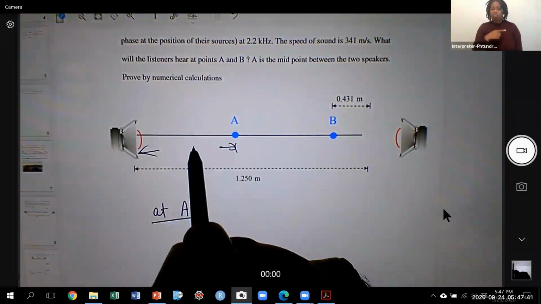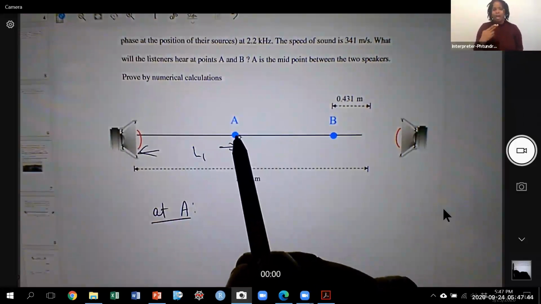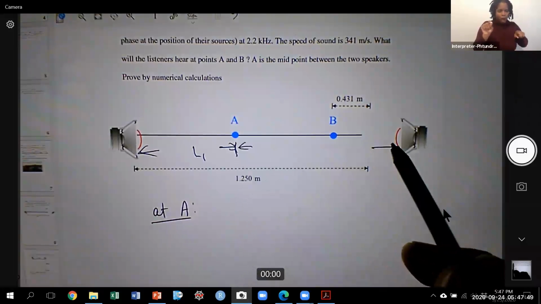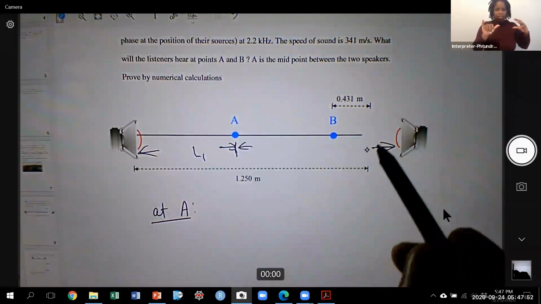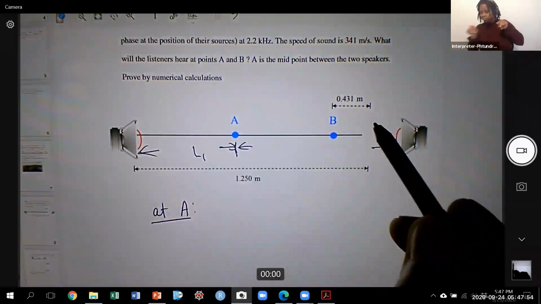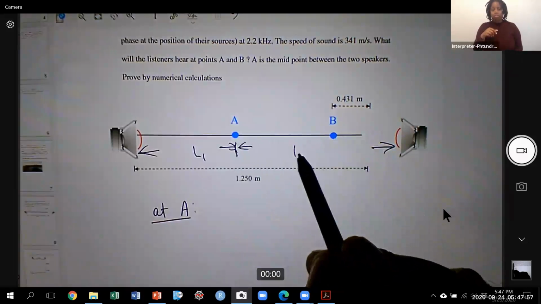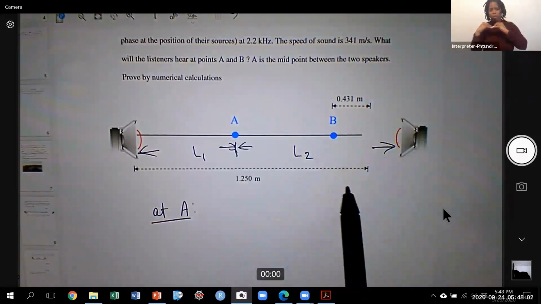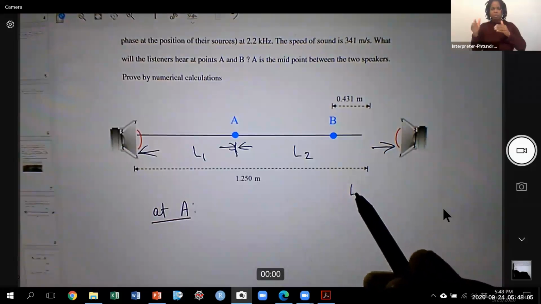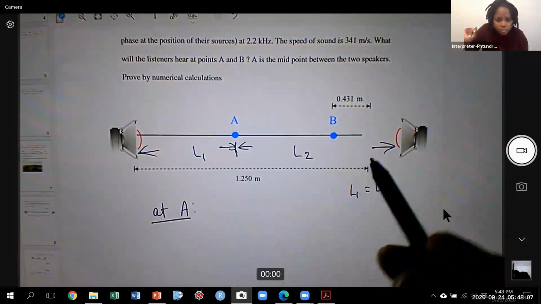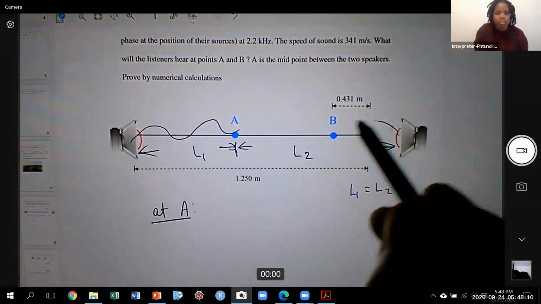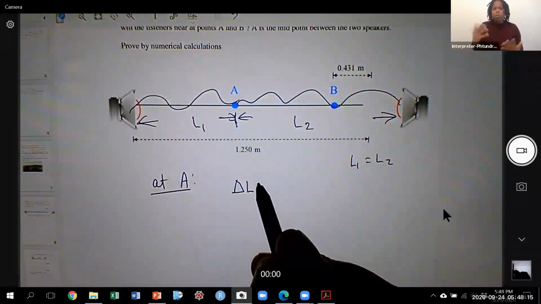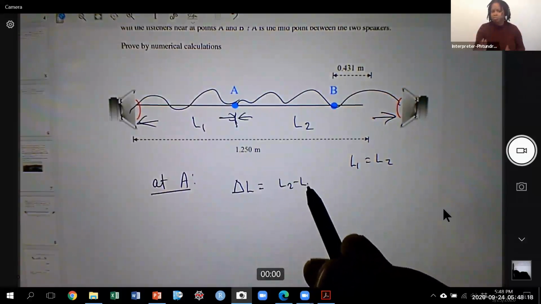Let's say L1 is the path from the first source to point A, and then you also need L2. This is the midpoint actually. Somehow this got shifted when I printed it, but L1 and L2 are the same. So then the two sound waves reaching here will meet like what? What will be the path difference? That's the path difference, right?